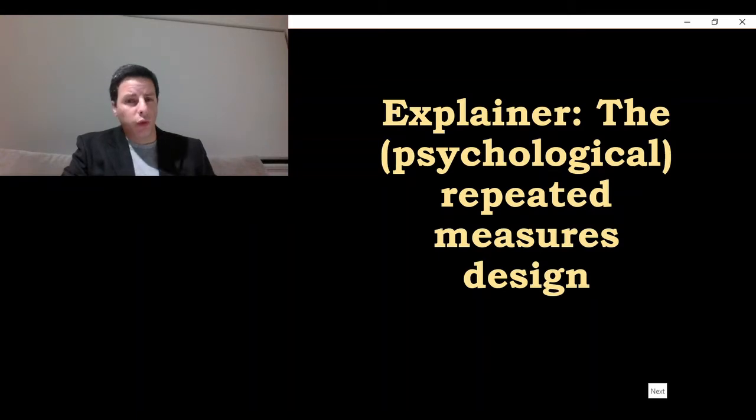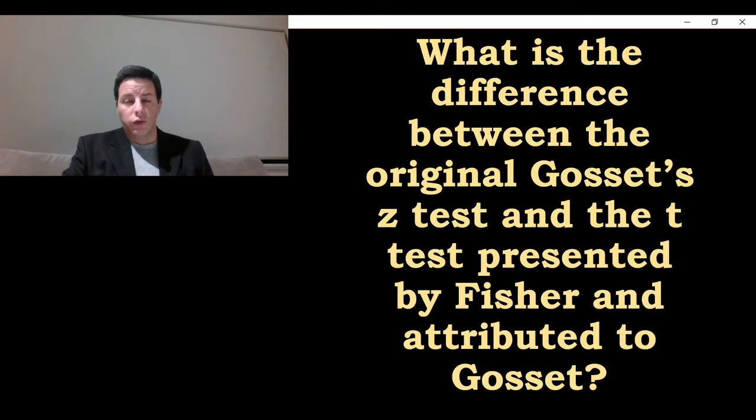I will start with one question and then I will do a recap of topics not just in the last masterclass but in the last 3 masterclasses. So the first question is, what is the difference between the original Gosset's or student Z-test and the t-test presented by Fisher and attributed to Gosset?